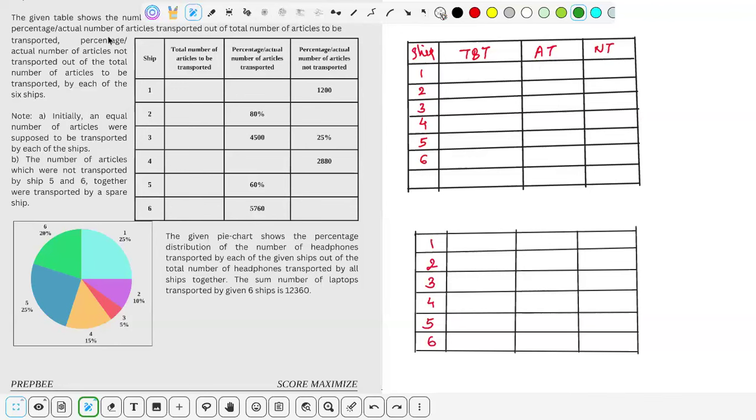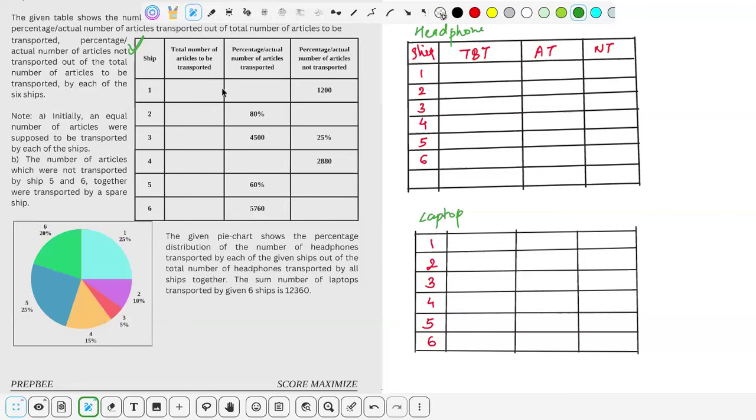One is here, already I have. Okay, this is for articles, this is for headphone, because the data has been given for headphone, and this is for the last one, let's say laptop. Okay, so let's solve this articles part.